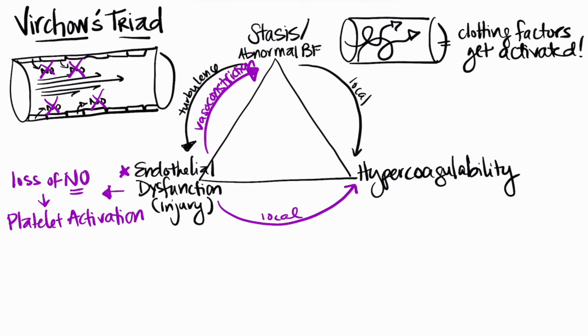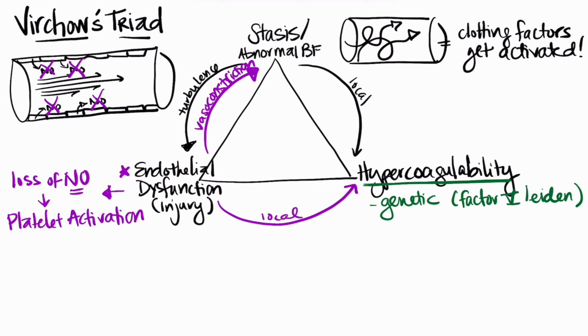The final corner, hypercoagulability, can be a standalone risk factor. There are a whole host of genetic conditions that can increase the likelihood of you forming a blood clot. The most prevalent is called factor V Leiden.